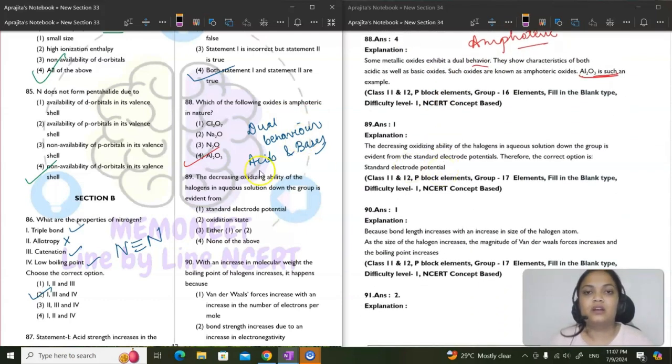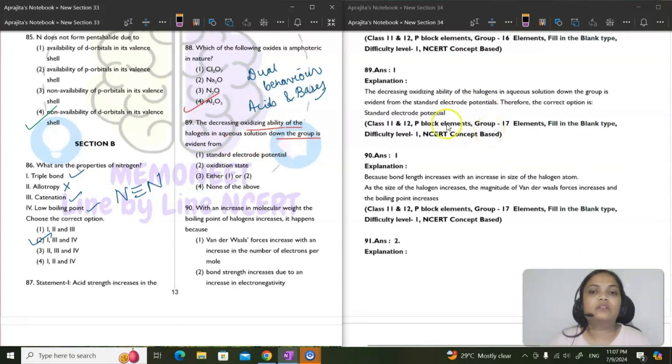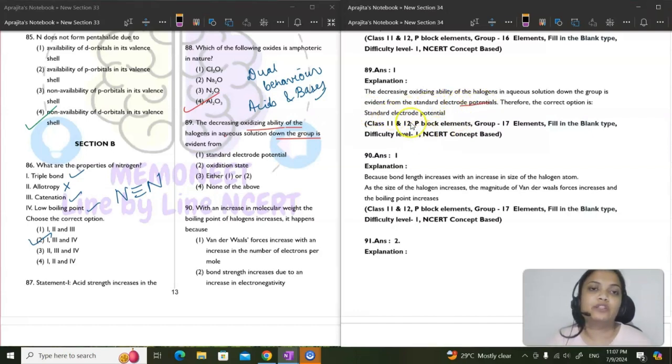Alright. Next, decreasing oxidizing ability of halogens in aqueous solutions down the group is evident from. Now students, the oxidizing ability of halogens in aqueous solutions decreases when we are moving from fluorine to iodine. It is evident from the standard electrode potentials. Okay, we have studied it in electrochemistry also. From the standard electrode potential, we can get to know about the reducing and the oxidizing ability of the halogen. So you know that fluorine acts as a very strong oxidizing agent. Okay.